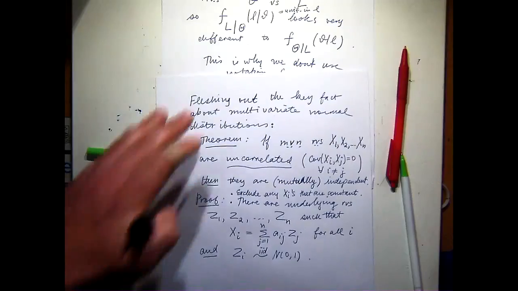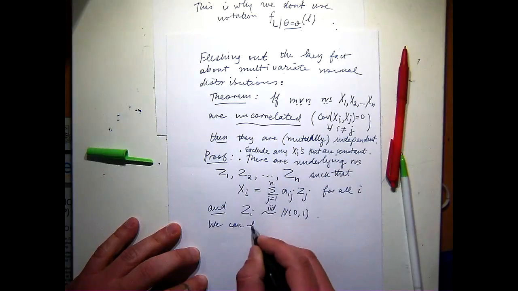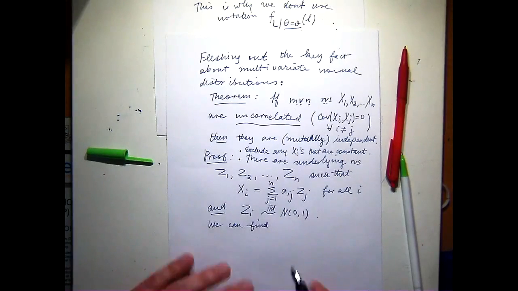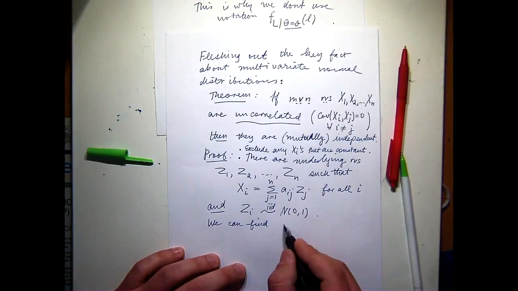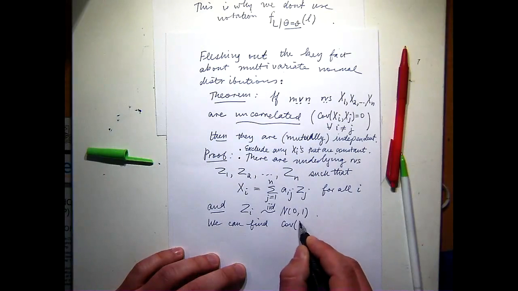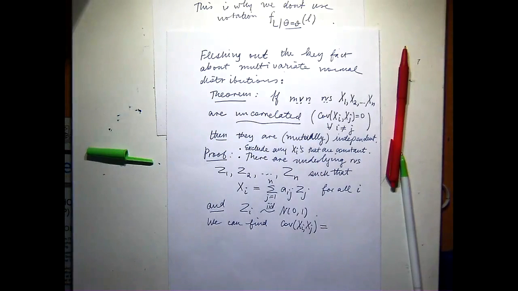Okay? So, we can calculate, well, certainly we could find the covariances. Okay, covariance of xi with xj. The bilinearity will make that easy for us.